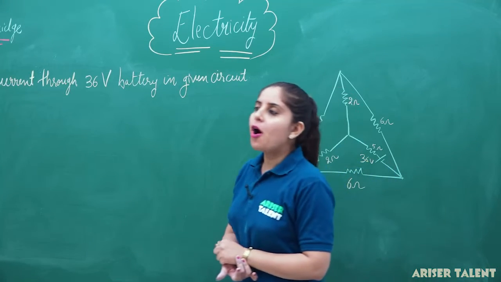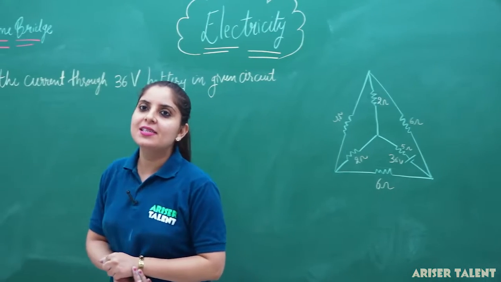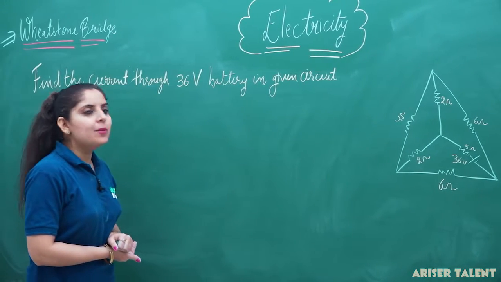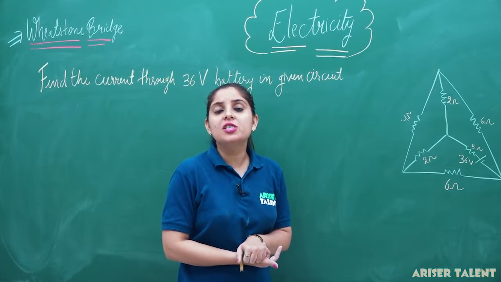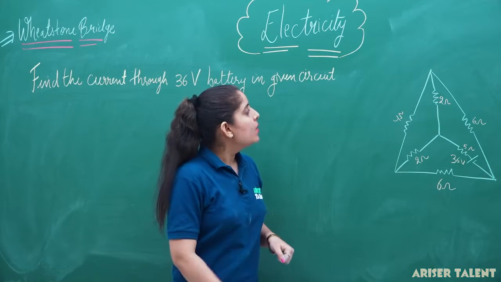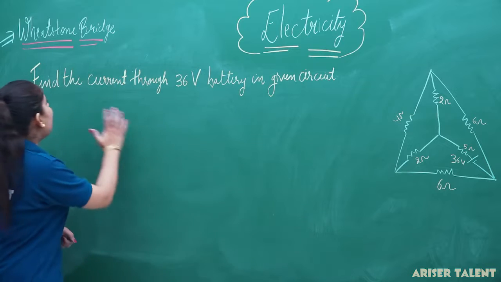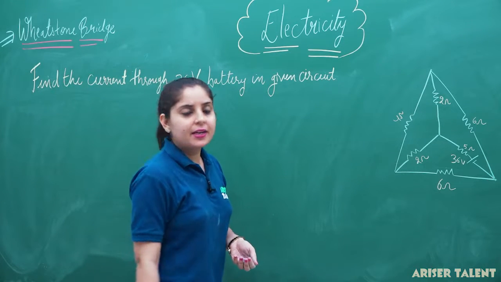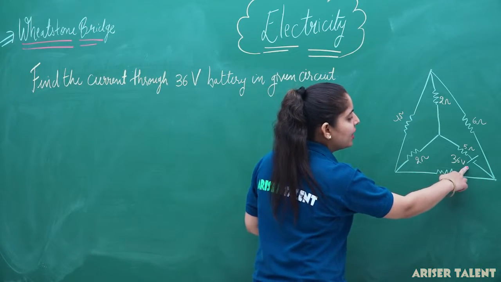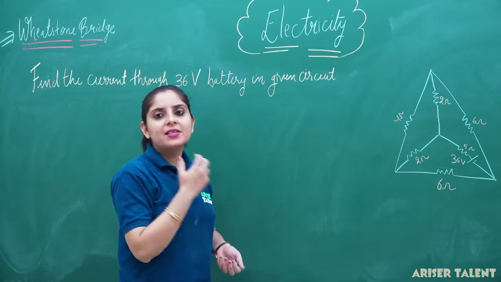So now this is all about the Wheatstone bridge we have discussed here. So let's do one numerical problem on the Wheatstone bridge, so it may be clear to you how the questions will be asked in your exam. So what you are given here: find the current through the 36 volt battery in the given circuit.